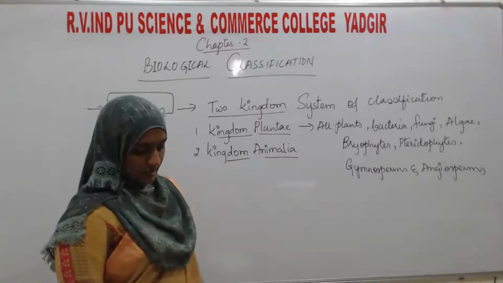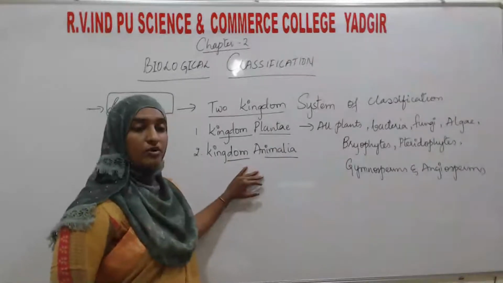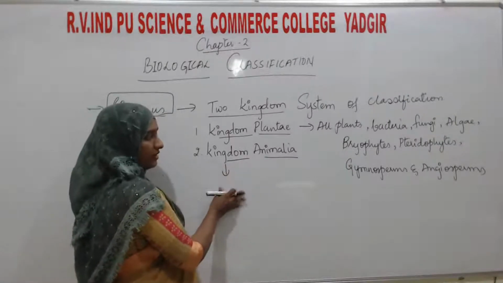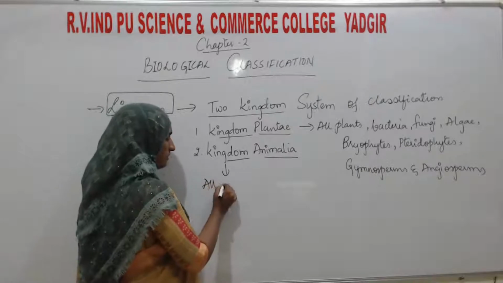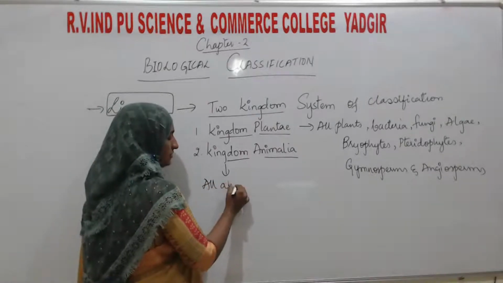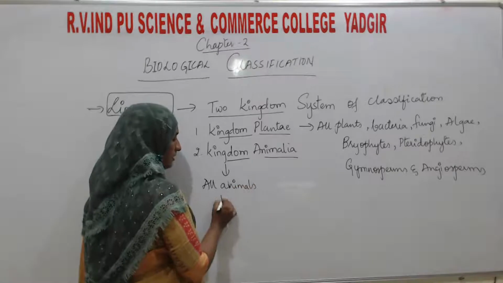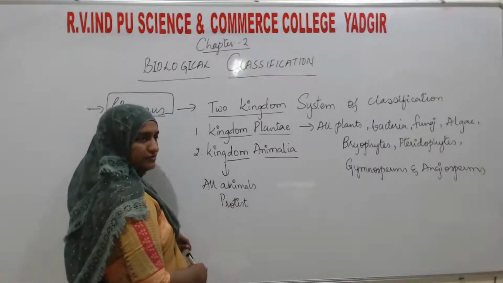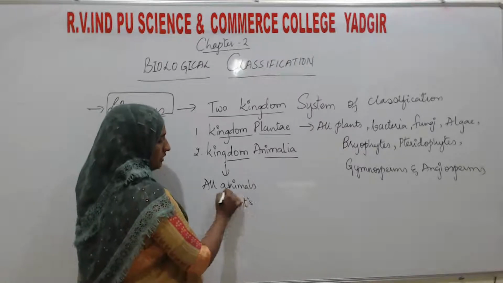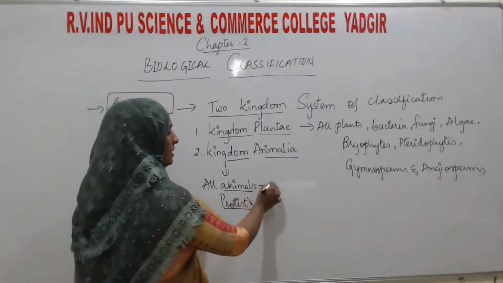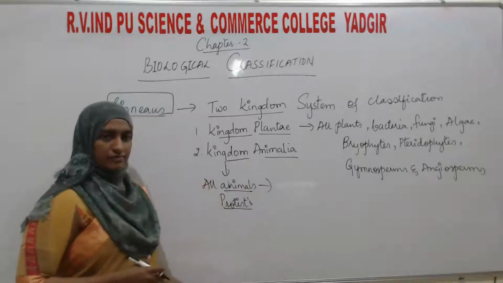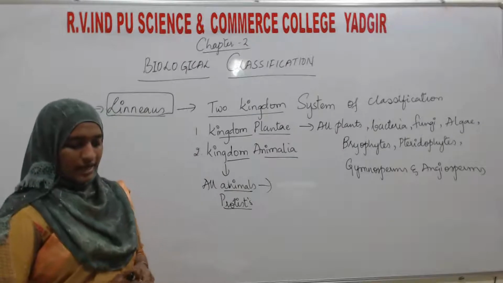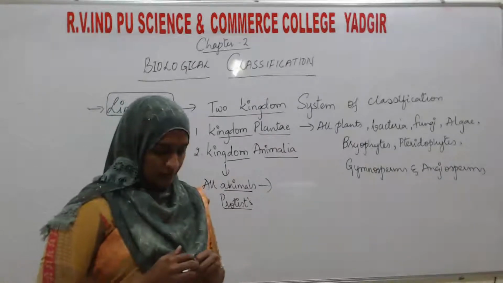But one more kingdom was there, that is the kingdom Animalia. In it, they categorized all animals. Along with animals, they also included the protists or protozoans. They also included all the animals, chordates, non-chordates, everything, under the Animalia. So the characters, see here.